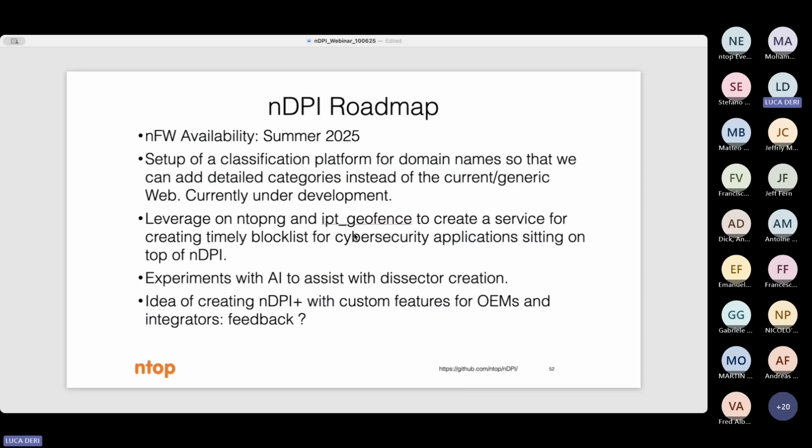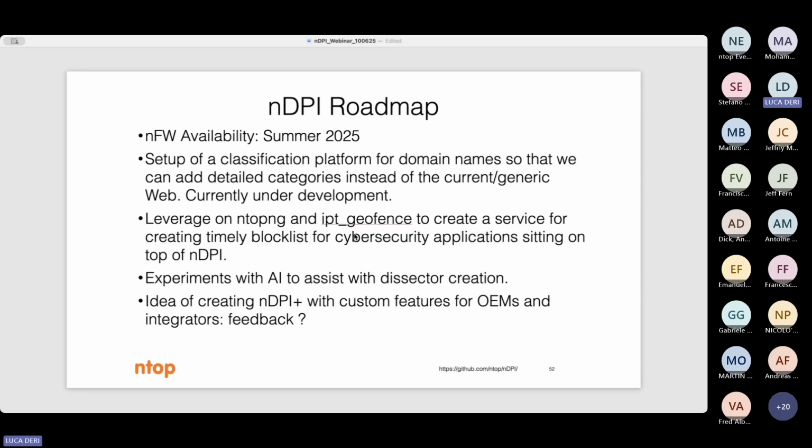Just to give you a quick outlook of our roadmap. First of all, this summer we'll be releasing NFW, this firewall-based application for Linux, the one used in nDPI. As I said, we are creating a classification platform for classifying domain names, for dividing them into categories. At the moment, this is just an internal project. It's under development. We are using LLMs and GPUs, but it's something that we would like to release at some point so that we can combine this with the power of nDPI. So when we have a category, we don't want to report simply web, but we want to report travel, business, bank, things like that.